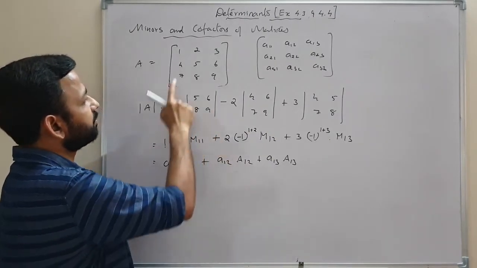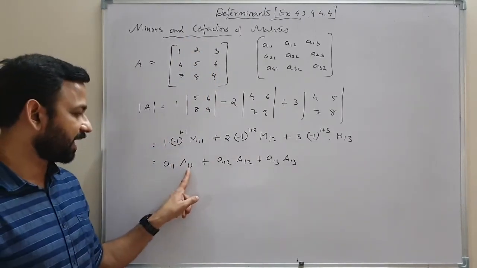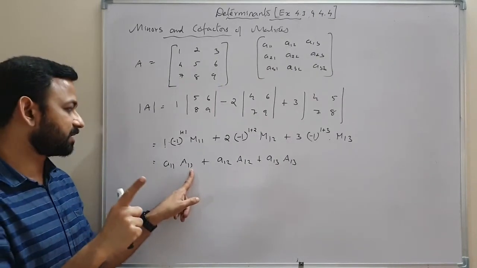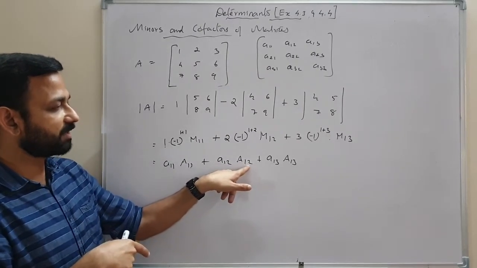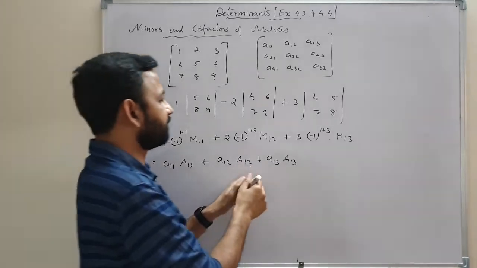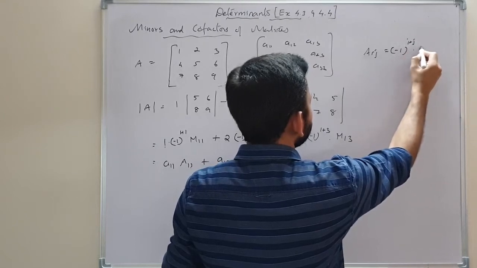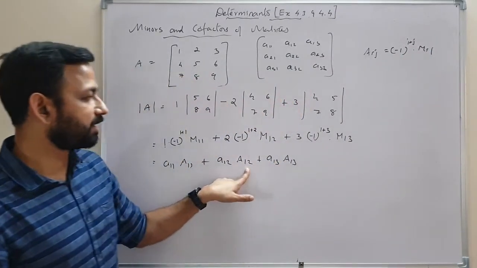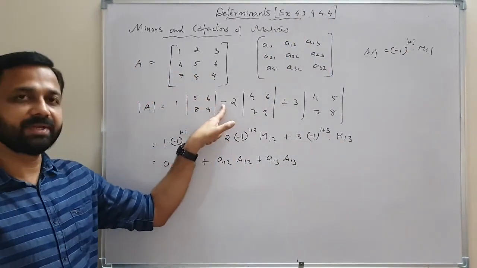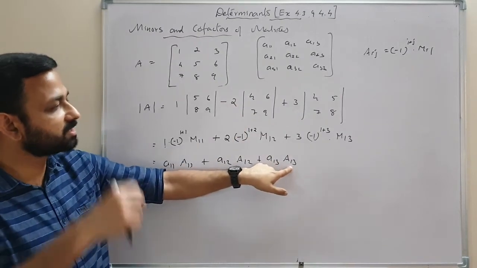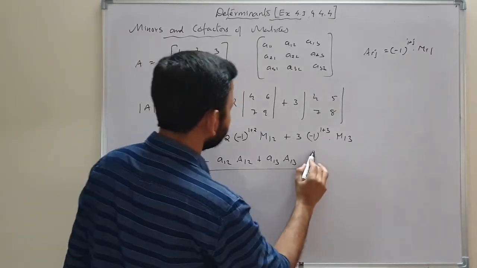So here we keep alternate positive and negative. Here it will be positive because when we find A11, minus 1 raised to 1 plus 1, that will be an even number, so it is positive. When we find A12, minus 1 raised to 1 plus 2, that is the formula for finding Cij or Aij: minus 1 raised to i plus j into Mij. So when we find A12, minus 1 raised to 1 plus 2, that will be negative, so here it will be negative. And here it will be positive, minus 1 raised to 1 plus 3, that is positive. So determinant can be found by using cofactors.